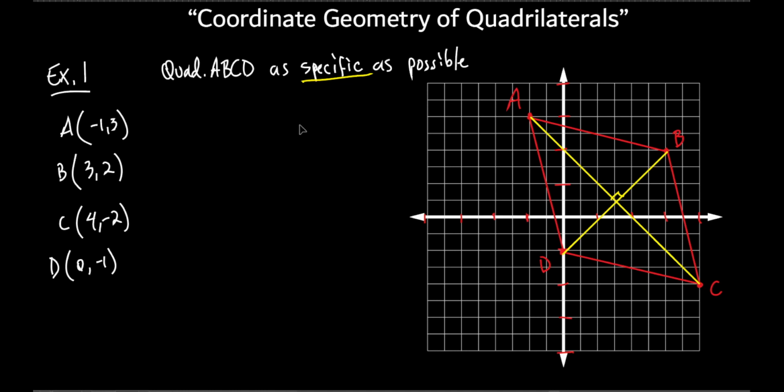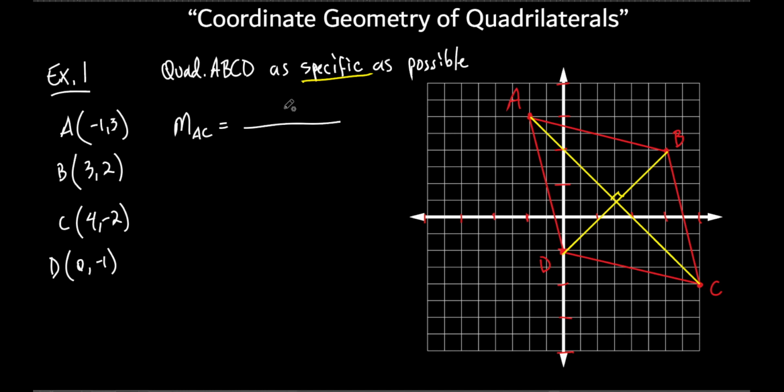All right, so what are we going to do? Let's find the slope of each of these lines. So let's find the slope of AC. How do we find the slope? Rise over run, but the change in what? It's not the change in X, it's the change in Y. It's the change in Y over the change in X.